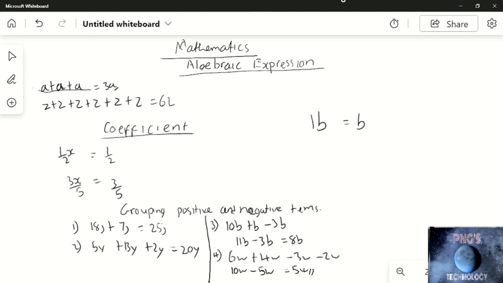So let's take another example for clarity. Let's say we are taking example 5, and we have 4m minus 22m plus 13m plus 10m minus 3m.